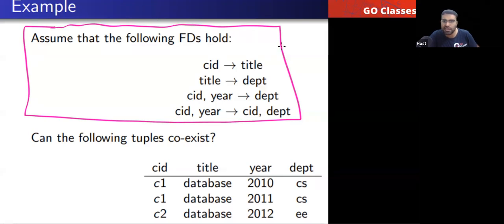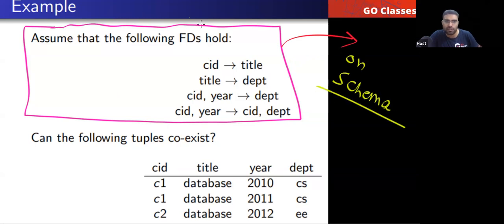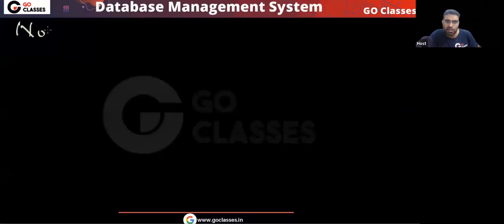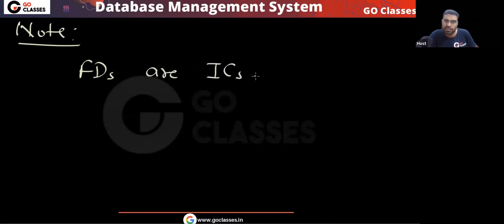Yes, we are saying that they are holding for a schema, because functional dependencies are defined for a schema. Agree or not? Is this clear? Functional dependencies are defined for schema, not for instances. So remember, functional dependencies are defined for schema. These are integrity constraints. Functional dependencies are integrity constraints.